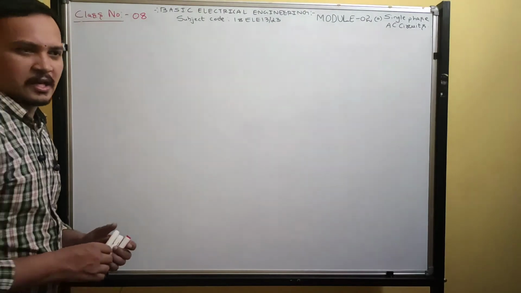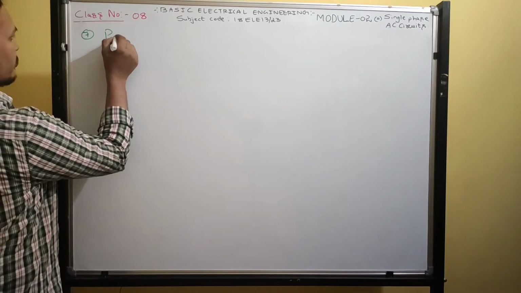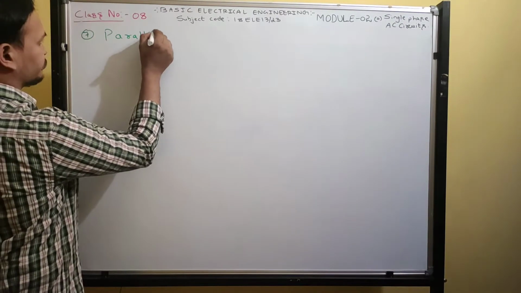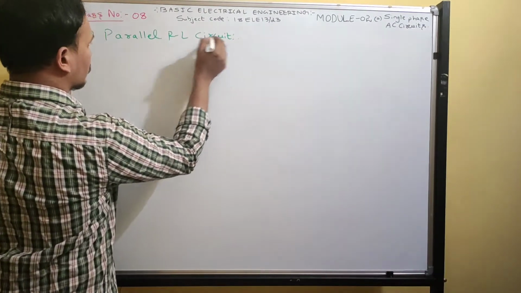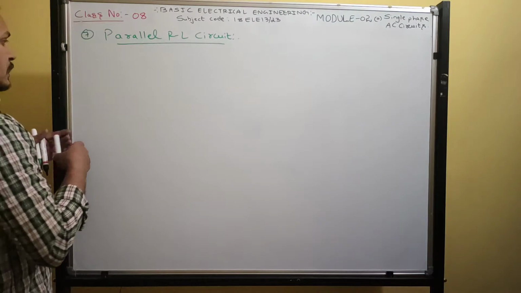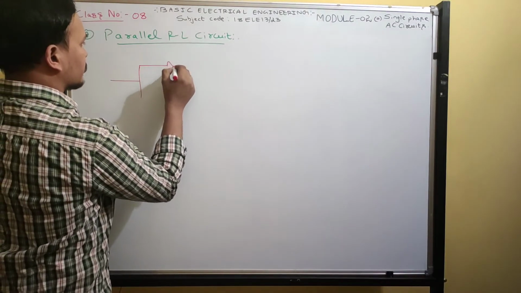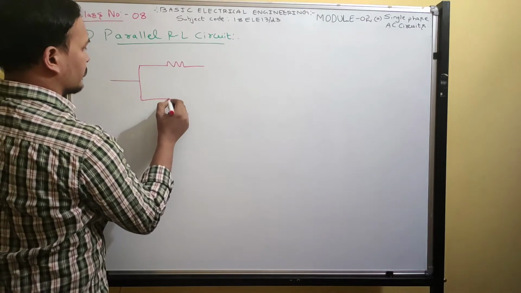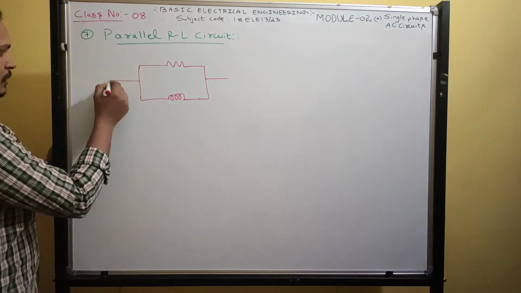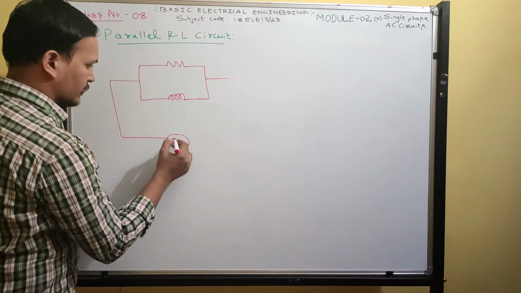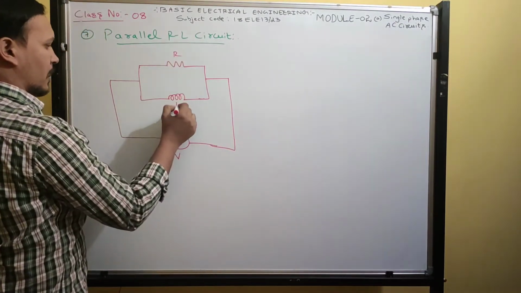So we can start. Circuit number 7, the parallel RL circuit. A circuit consisting of resistance and inductance connected in parallel across a supply voltage is called a parallel RL circuit.